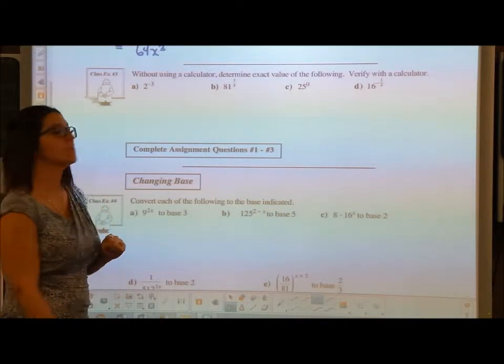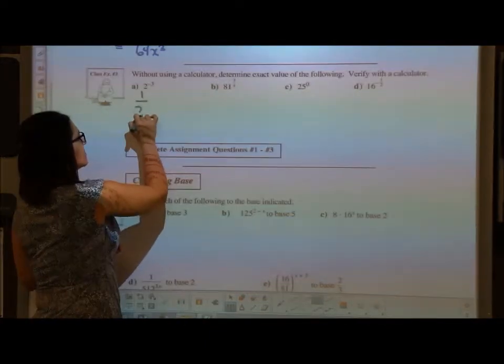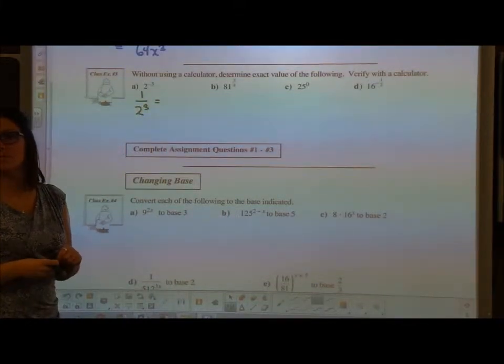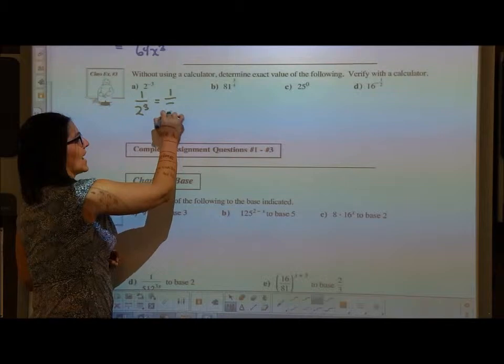So 1 over 2 to the power of -3. And what is 2 to the power of 3? 8. So this becomes 1/8.